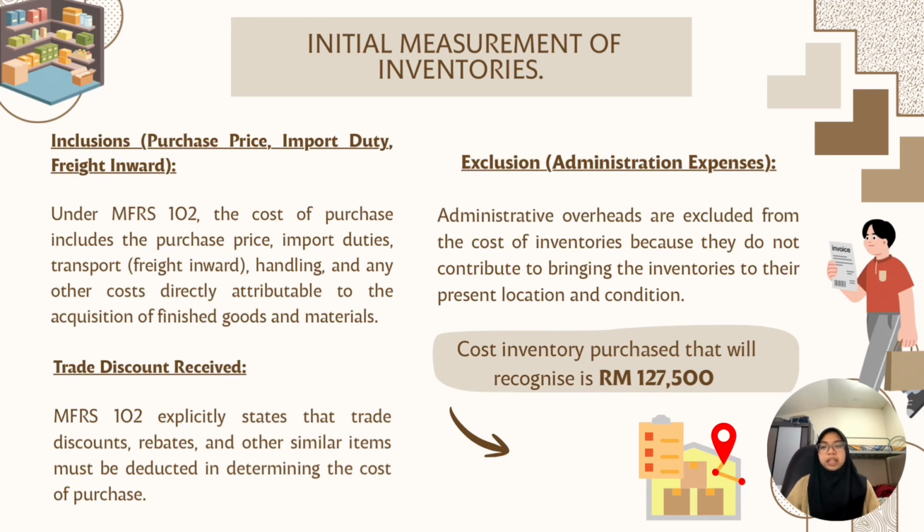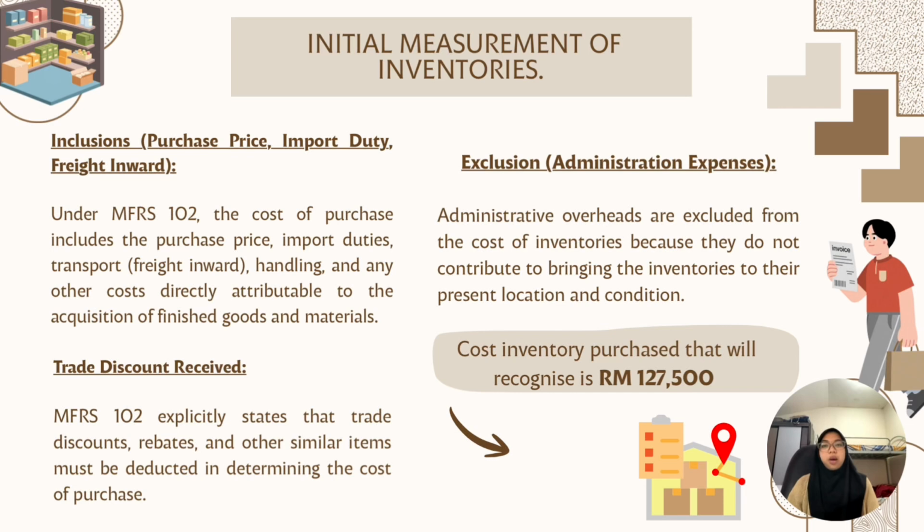So for the first one, the inclusions that we include in the cost of inventory are the purchase price, import duty, and freight inward. So why do we include them? Because under MFRS 102, the cost of purchase includes the purchase price, import duty, transport, freight inward, handling, and any other costs directly attributable to the acquisition of finished goods and materials.